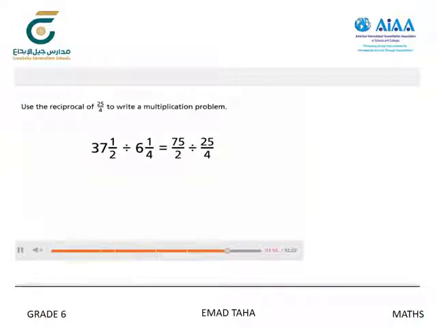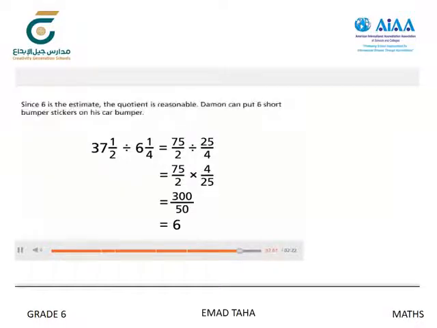Use the reciprocal of 25/4 to write a multiplication problem. Since 6 is the estimate, the quotient is reasonable. Damon can put 6 short bumper stickers on his car bumper. Now you know how to find the quotient of mixed numbers.